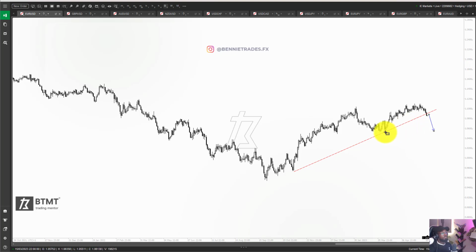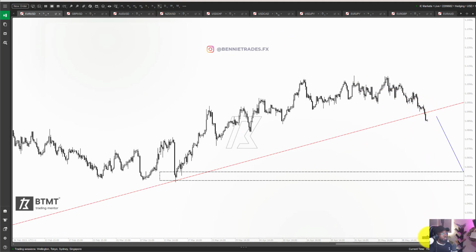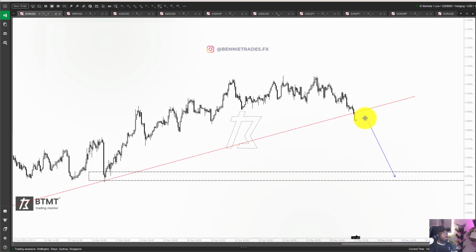go short, right? Looking at this, traders are definitely going to be looking to sell this market down to this level, but I would like to see a bearish correction on the H4 time frame. I'd like to see a bearish correction here, after which I look to go short.